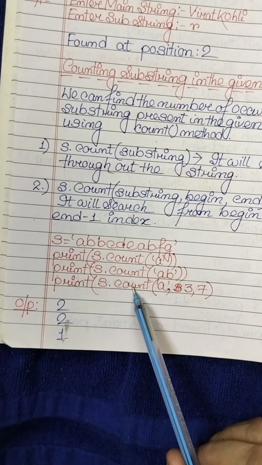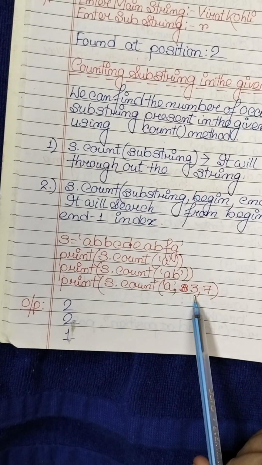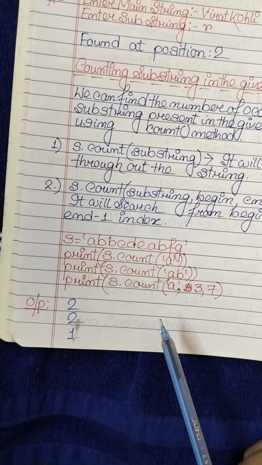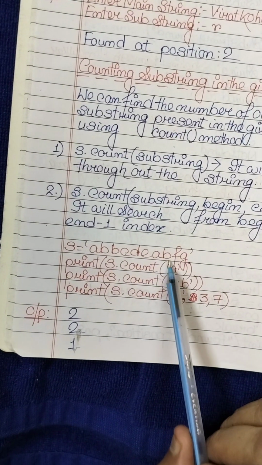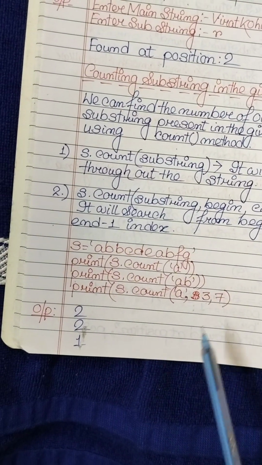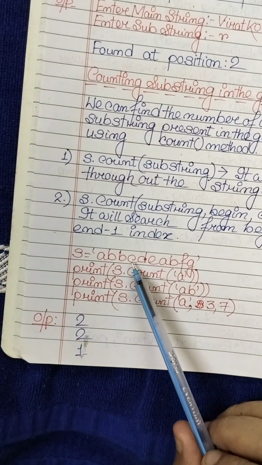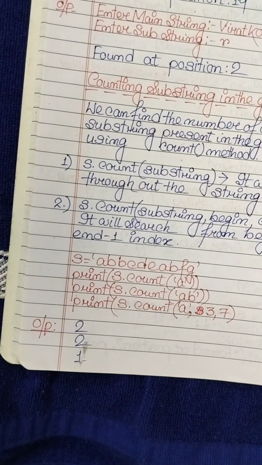Now s.count('a', 3, 7). That means the position begins with 3 and ends at 7. Then 0, 1, 2, 3, 4, 5, 6, 7. That means it will be present 1 time, from 3 to 7, 1 time.